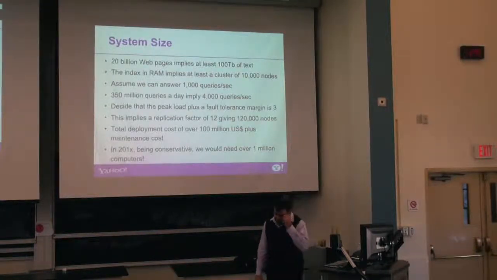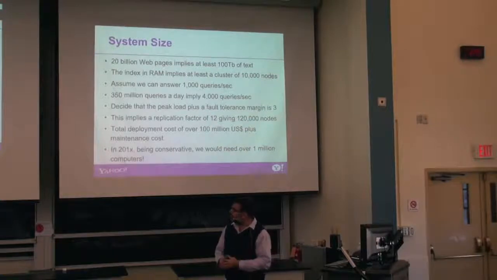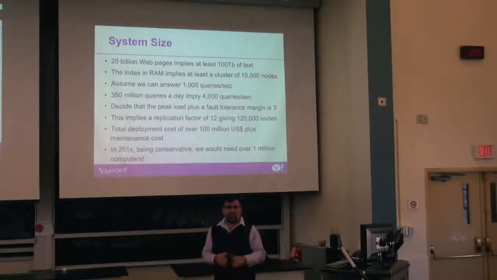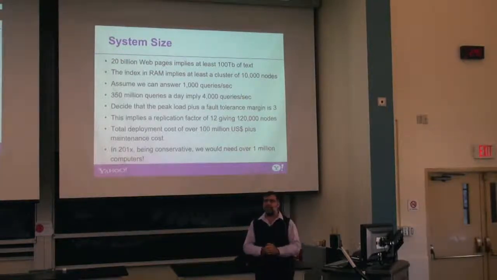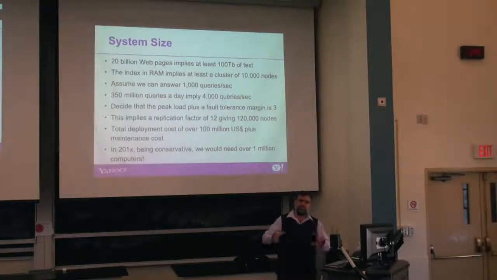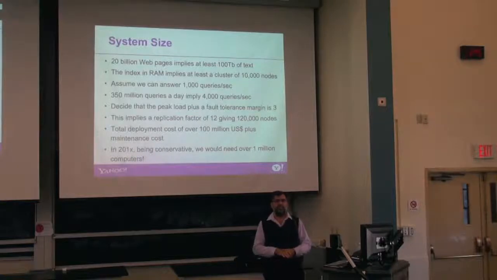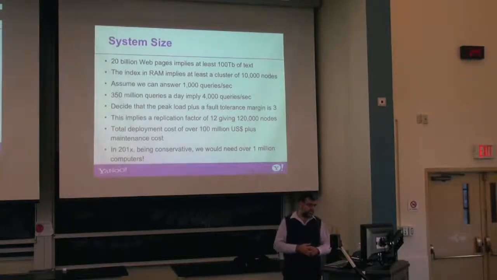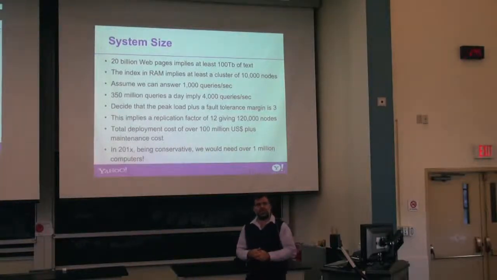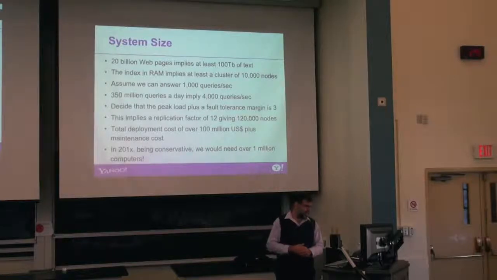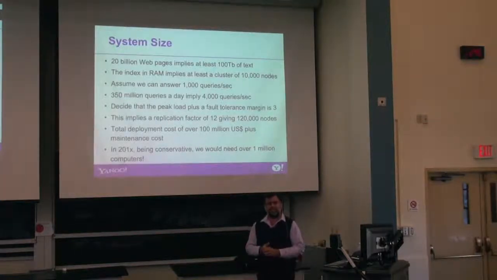So let's do some quick envelope computation. Let's say I want to do a small search engine, only 20 billion web pages. If you compute the average size of that, that will imply at least 100 terabytes of text. We are only indexing text. Let's assume this is design. If you have a normal processor with a normal, say 8 gigabyte RAM, you will need at least a cluster of 10,000 nodes just to hold the index.